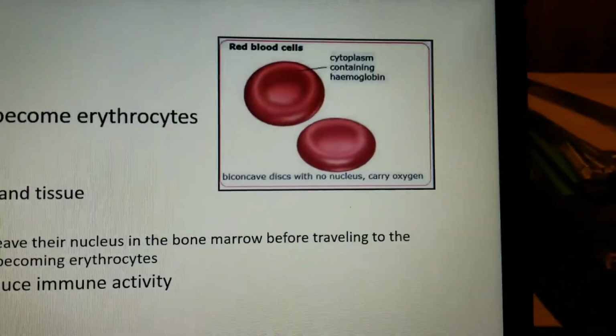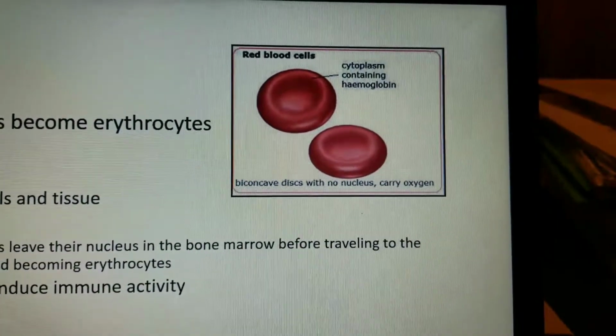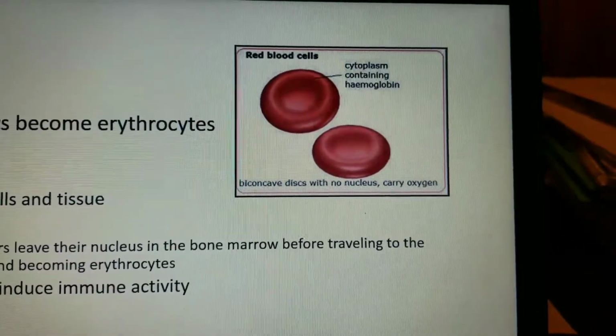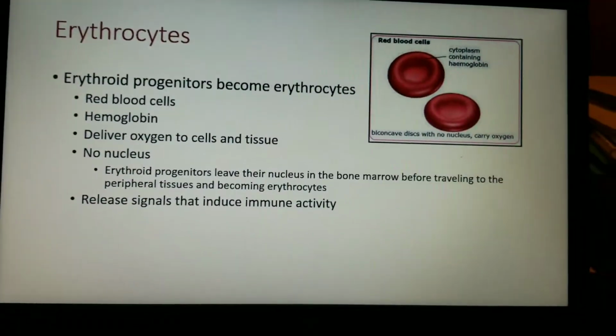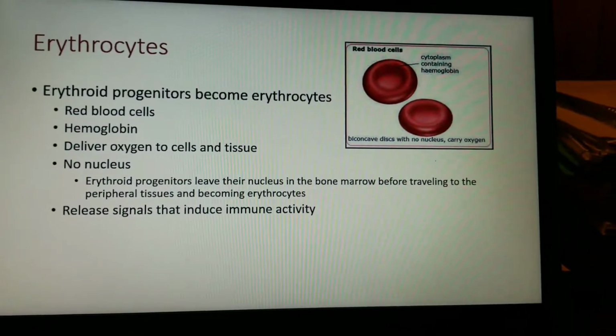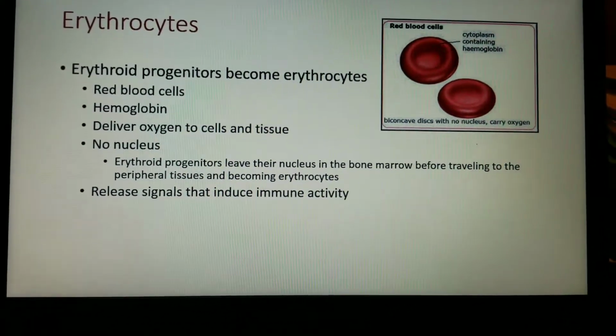They're identifiable because of their shape. They are this unique disc shape which helps them be able to carry oxygen. Also, erythrocytes are able to release signals that induce immune activity when that part of the body is under stress.